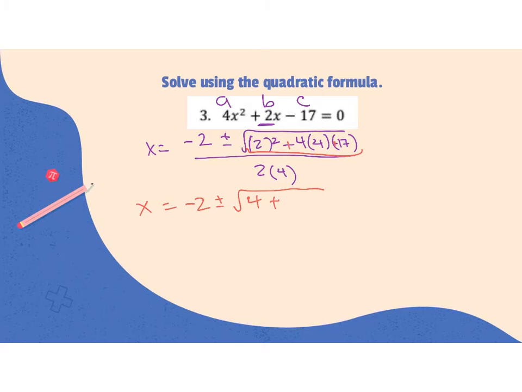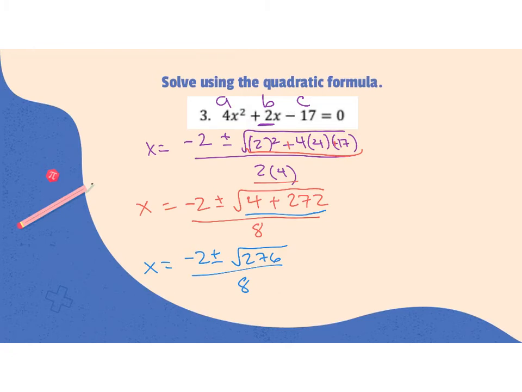And then in your calculator, just type 4 times 17. And I get 272 there. Divided by, in the denominator, you can go ahead and multiply 2 times 4 and get 8. All right, so the next step would be, let's add these two together. So x equals negative 2 plus or minus the square root of 276 divided by 8. All right, so now let's take the square root of 276 in our calculators.